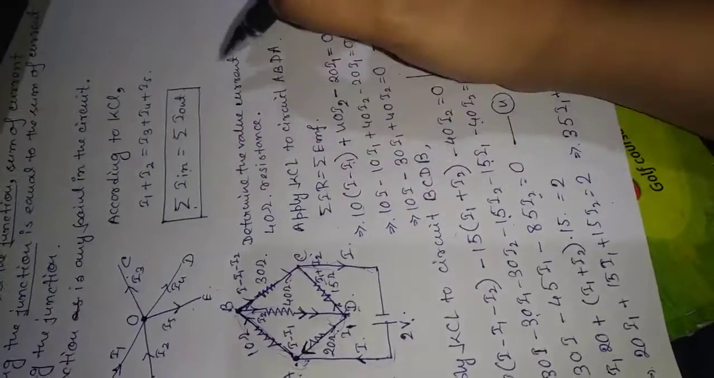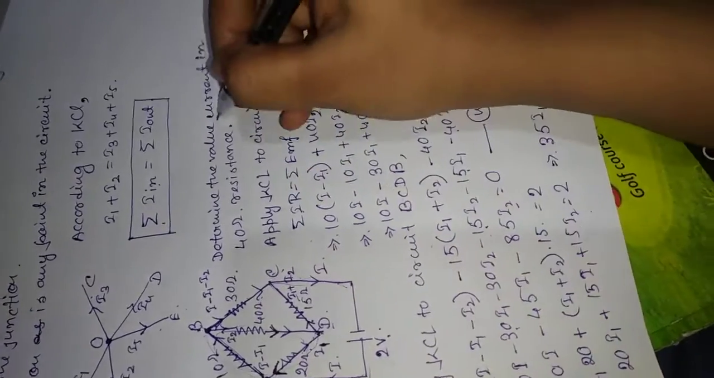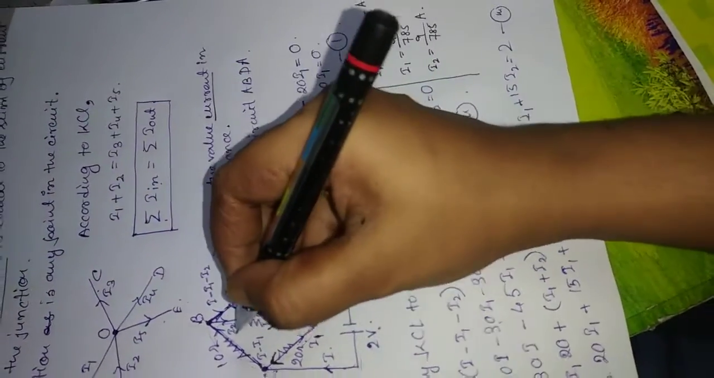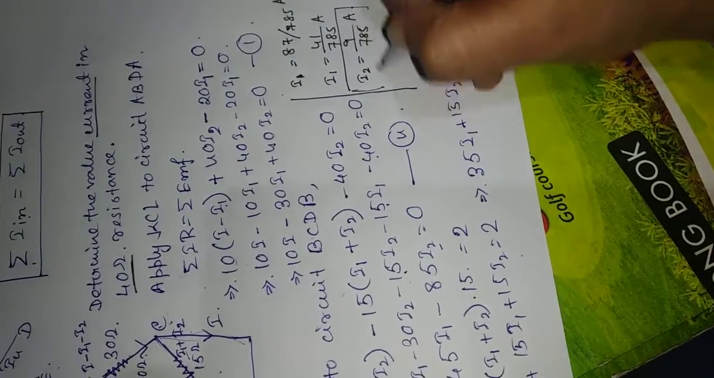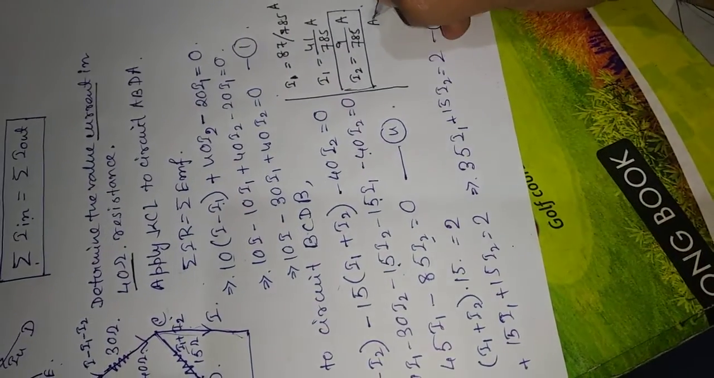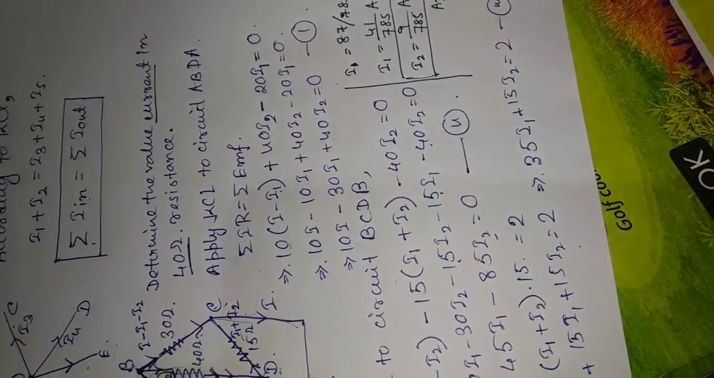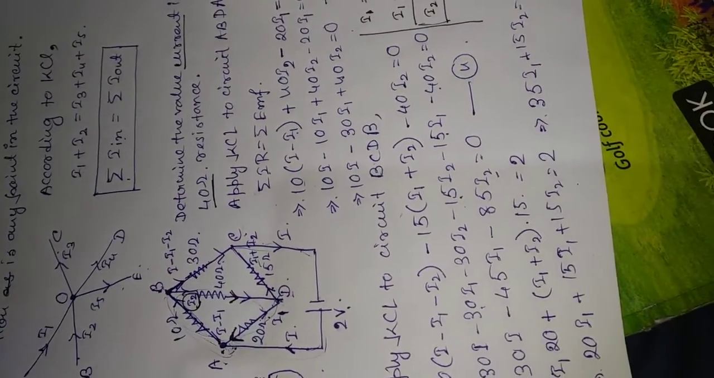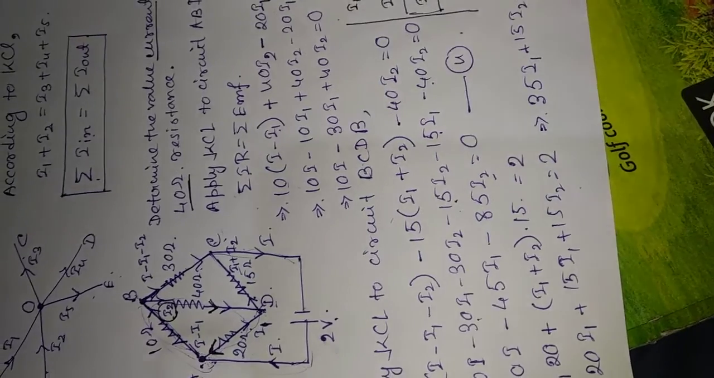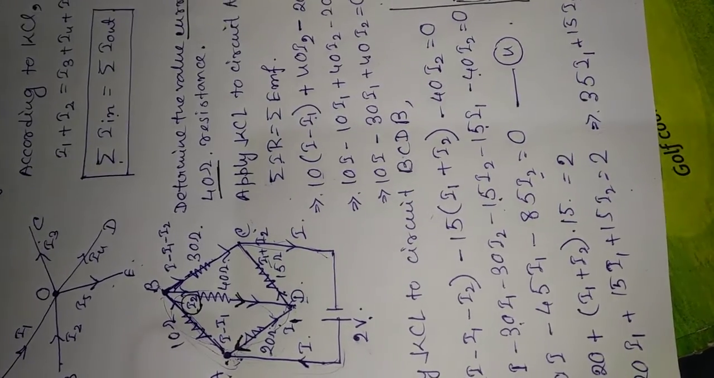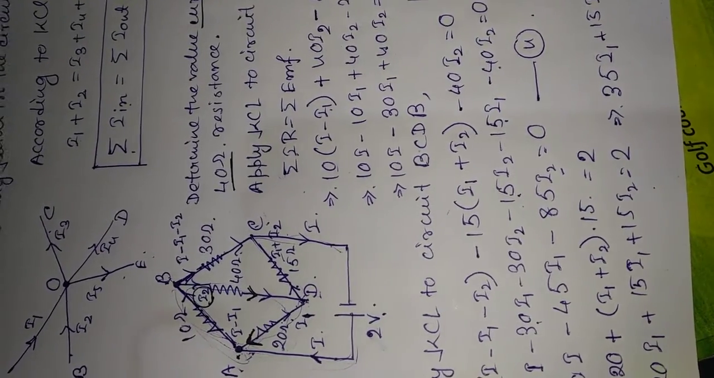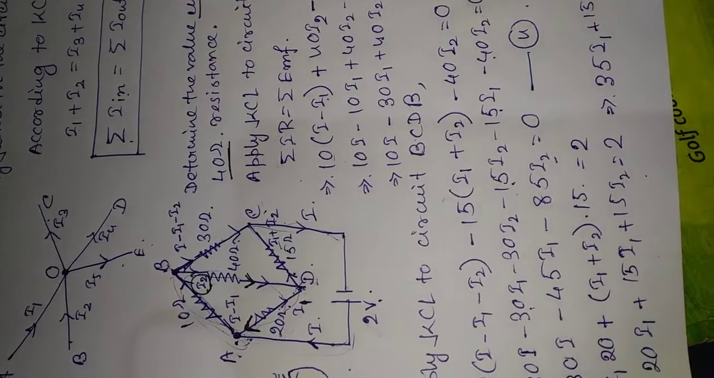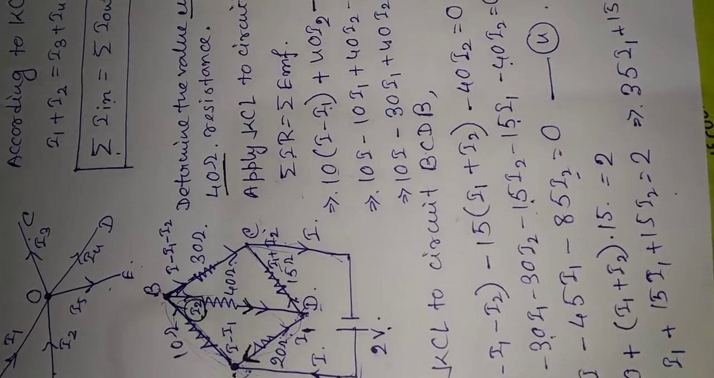So my question was the value of current in 40 ohm. So in 40 ohm the current is I2. So the answer will be this. Clear? So this is the way how we can find the amount of current through any circuit. Clear?